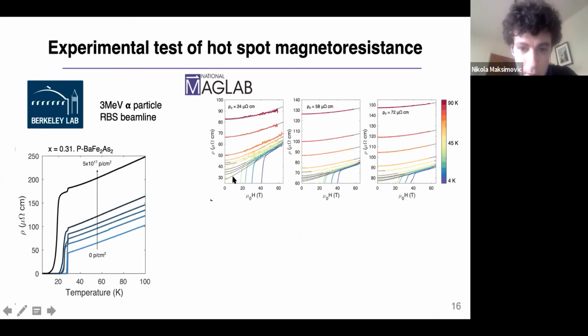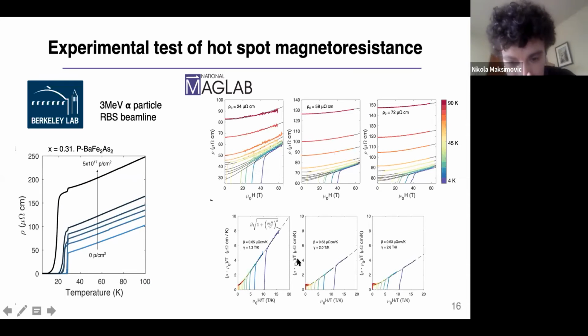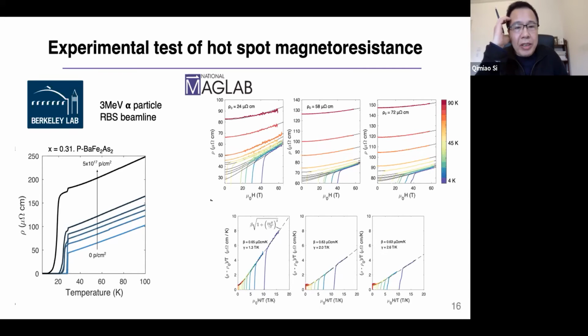So shown in the black lines are the calculation curves, the modeling based on Alex Koshelev's model. And in all cases, we can do this simple scaling relation where we divide resistivity by temperature and magnetic field by temperature. And as you disorder the system, the magnetoresistance decreases overall, and the coefficients of the scaling function change slightly. Nikola, do you mind if I interrupt just for 1 second?